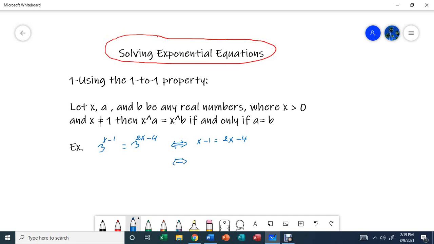So I'm going to subtract x from both sides and add 4 to both sides. On this side I get negative 1 plus 4, and on this side I get 2x minus x. That's equivalent to 3 equals x, since 2x minus x is x, and that's my solution to that equation, x equals 3.